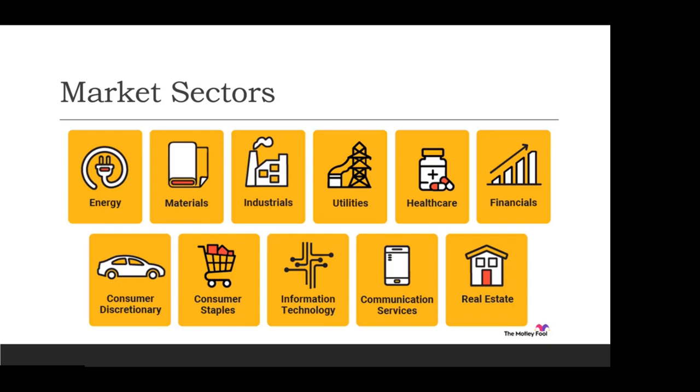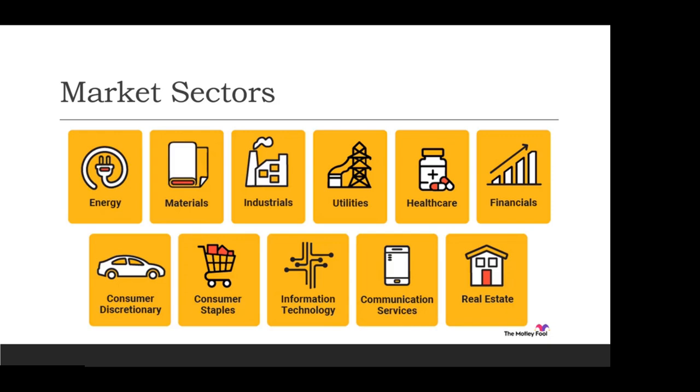The next sector would be financials, and financials, of course, would include the banks. Apart from banks, it would also include financial service providers, asset management companies, and financial brokers. Some examples of financial companies would include Visa, JP Morgan, and also banks like Bank of America.